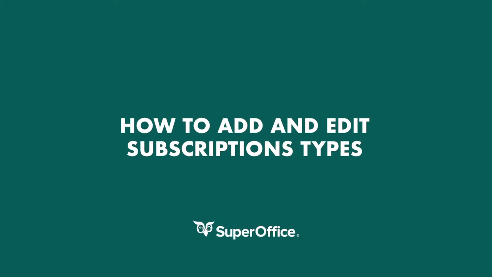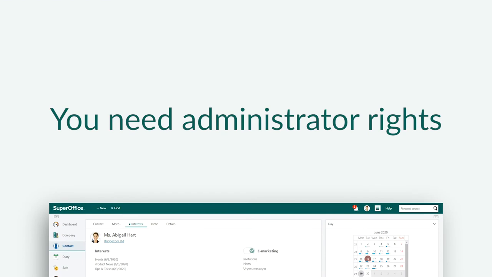In this video, we will show you how you can add and edit the subscription types that your target audiences can choose from in a personalized web page. The subscription types are created as a list in SuperOffice. In order to add or edit subscriptions, you need to have administrator rights.